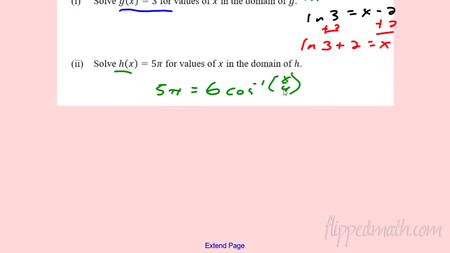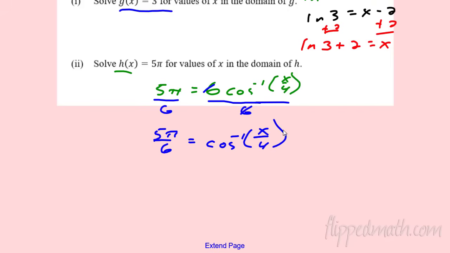So I'm trying to get x by itself. He's stuck inside this inverse trig function. So let's get him out. Just like any other old equation, we're going to divide by 6. Get this ball rolling. So we're looking at 5 pi over 6. These cancel, and I've now got this inverse cosine, or arc cosine, of x over 4. Now, how do I get rid of an inverse cosine? You do his opposite. What's his opposite? It's cosine. So we're going to take the cosine of both sides, just like we took the natural log of both sides. No problem here.